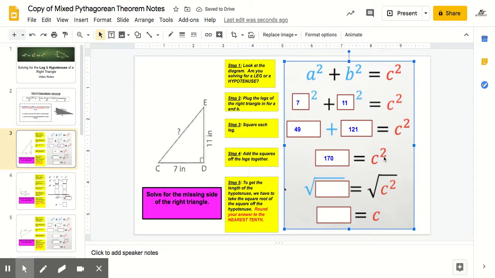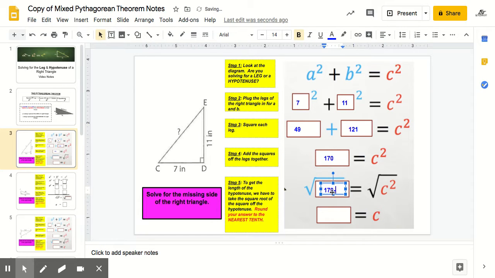Again, we're solving an equation ultimately, so we need to get the variable c all by itself. Right now, it's not by itself, it's squared, so I need to do the opposite of squaring a number, which is taking the square root. But remember, whatever you do to one side of the equation, you must do to the other. So if I take the square root of this side, I also must take the square root of this side of the equation, which is what we're going to do. Okay, so I'm going to take the square root of 170 and the square root of c squared. The square root of c squared is simply c.